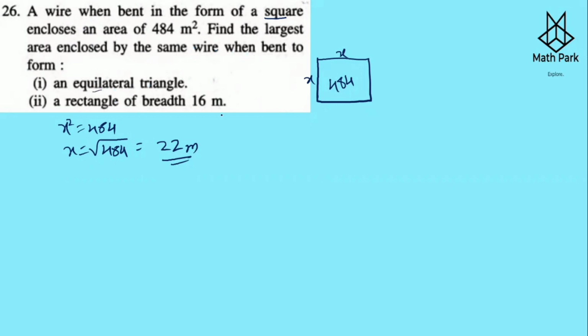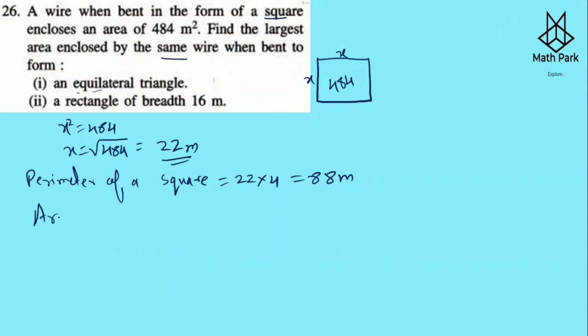So what we understand is that the perimeter of a triangle, a rectangle and a square are the same. So we got this x as 22 meters. So the perimeter of a square, which is nothing but the length of the wire, is equal to 22 times 4, which is 88 meters. So if this is 88 meters, now we are asked to find the area of the equilateral triangle.